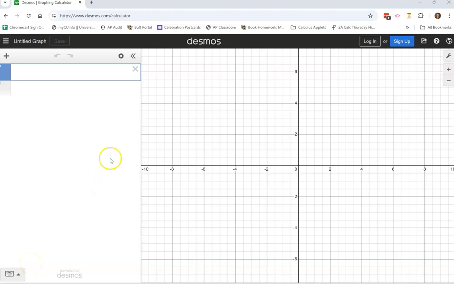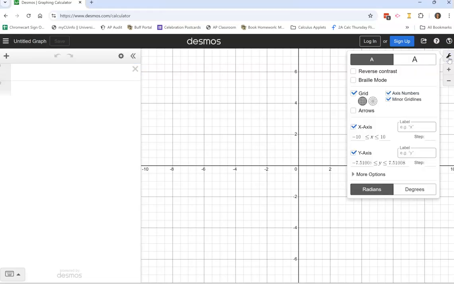Hey students, this is the second video I'm making about how to use the Desmos graphing calculator. This is going to be about how to graph continuous functions. If you want to graph discrete functions or sequences, you might want to go back and watch my other video. I covered this in the first video.